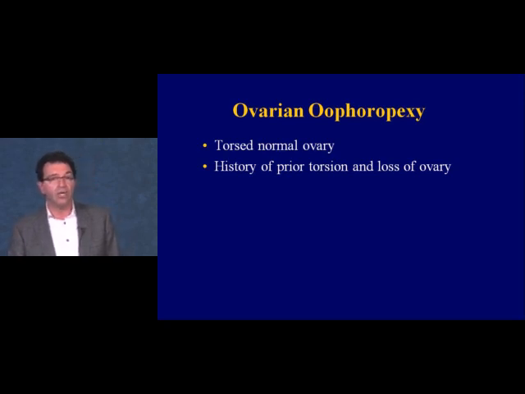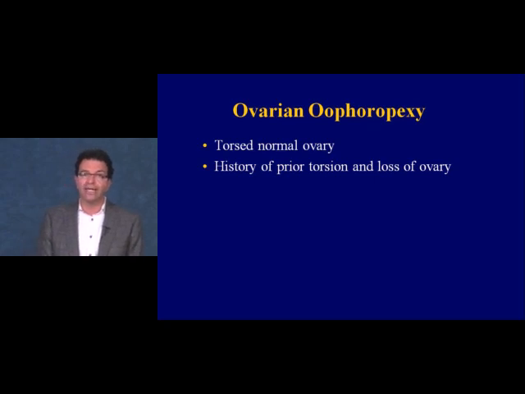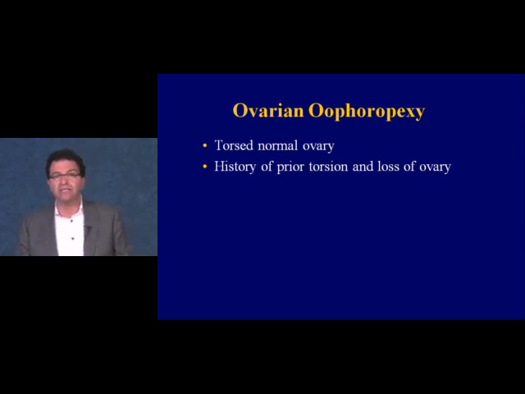In addition, we offer oophoropexy to children or young women or adult women who have a history of prior torsion where they lost one ovary already. So if they only have one ovary remaining, she may want to have that ovary sewn in place because there are a number of case reports where there is bilateral asynchronous ovarian torsion, and it would be tragic if both ovaries were lost and she was left agonadal.